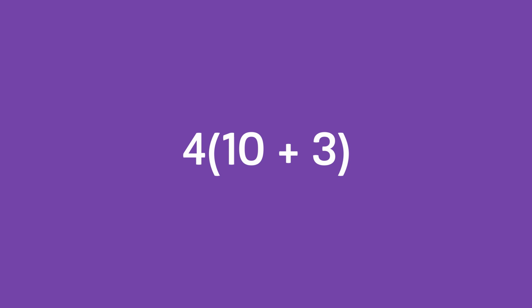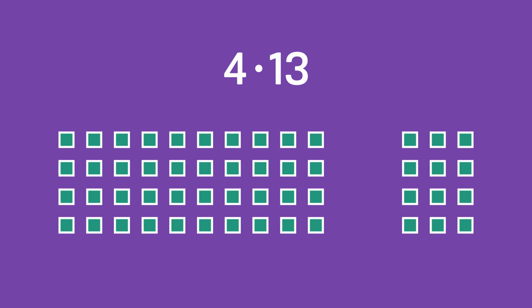Let's see a visual showing why this works. 4 times 13 can be drawn as 4 rows of 13 squares, and that's 52 total squares. If I split these 52 squares into 4 rows of 10 and 4 rows of 3, do any of the squares disappear? Nope. Still the same amount of squares. Even though we split the number to make it easier for ourselves, nothing about the final answer is changed.